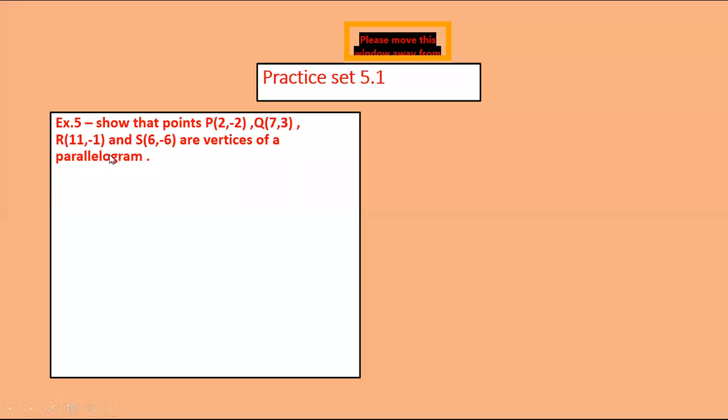Problem number 5. Show that points P(2, -2), Q(7, 3), R(11, -1) and S(6, -6) are vertices of a parallelogram.